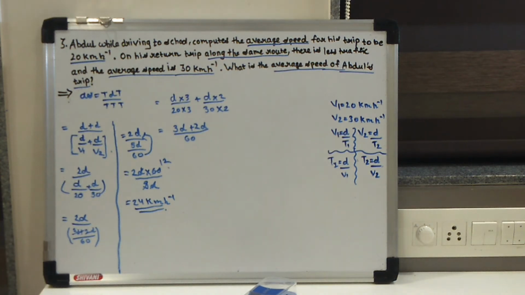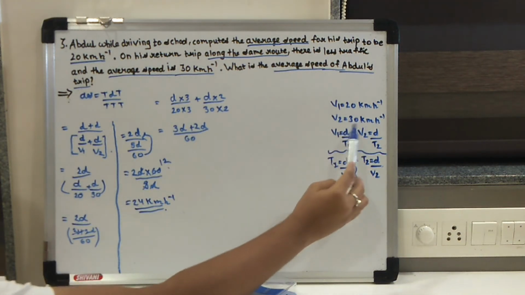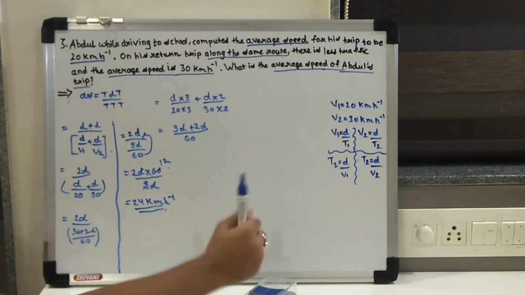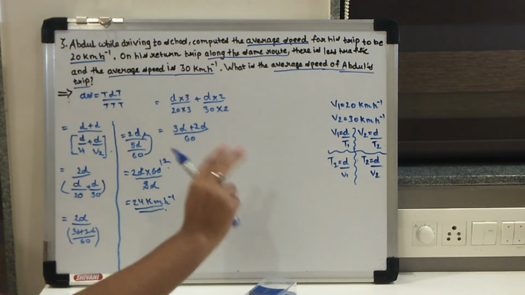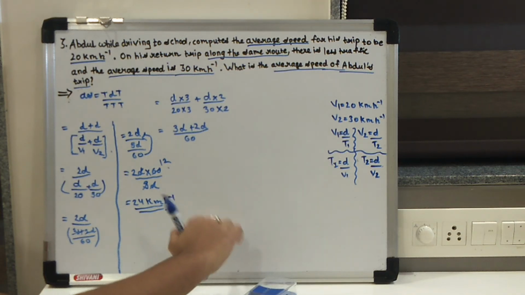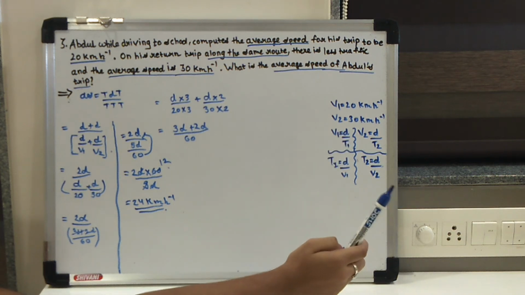So let me explain it again, the whole sum. We have to find the average speed of Abdul's whole trip, and they had given two velocities, which is 20 km per hour and another is 30 km per hour. So the problem is that only velocity is given, not distance, not time. So we have to make formulas for this.